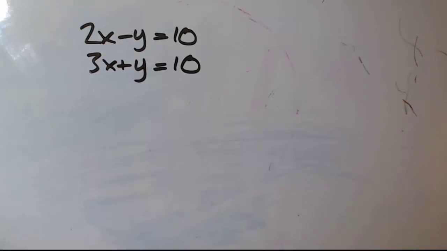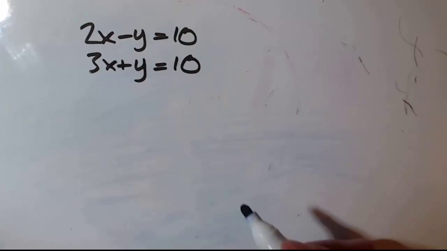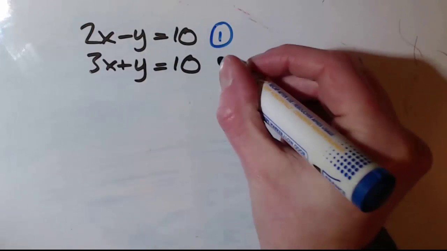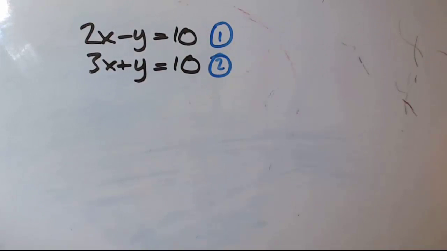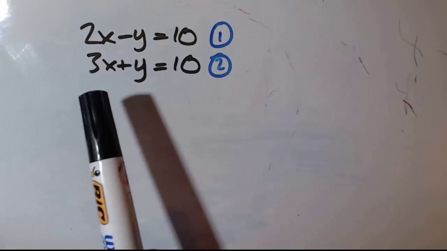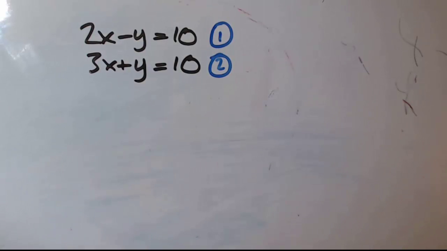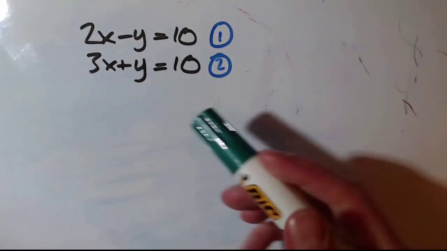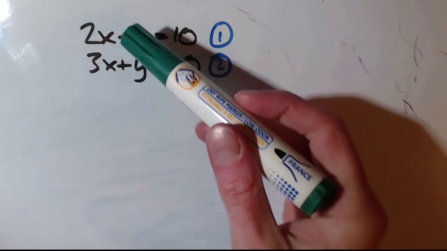Right, so here's another one of these simultaneous equations. What we've got are two pretty simple equations. We've got equation 1, and we'll call this one equation 2. So what we're ultimately wanting to do is find what x and y are by eliminating one of the variables in each of these equations.